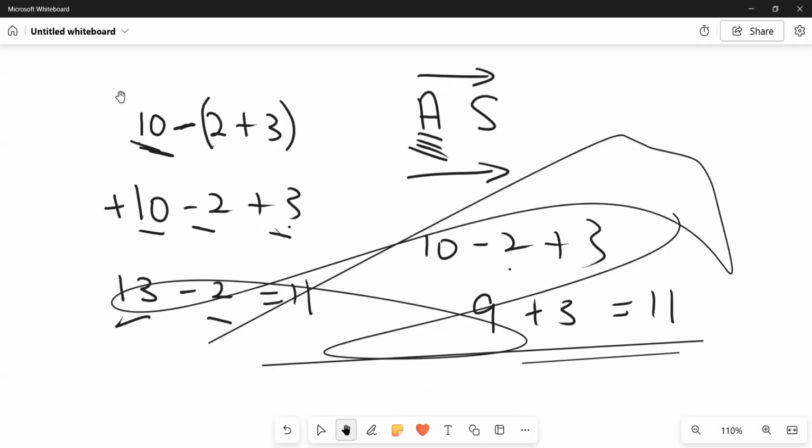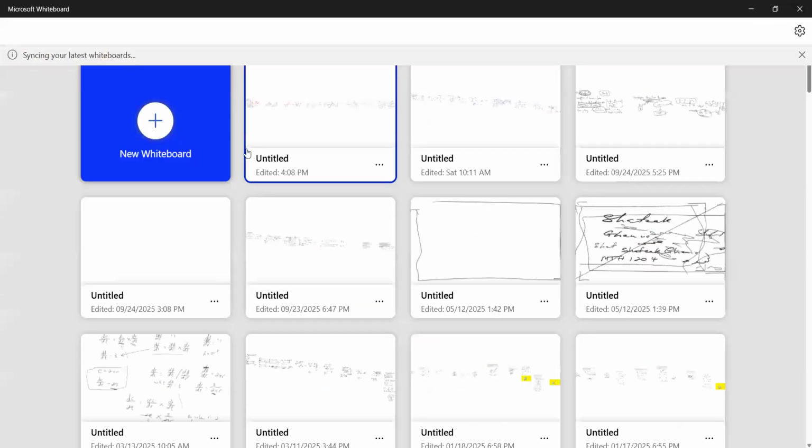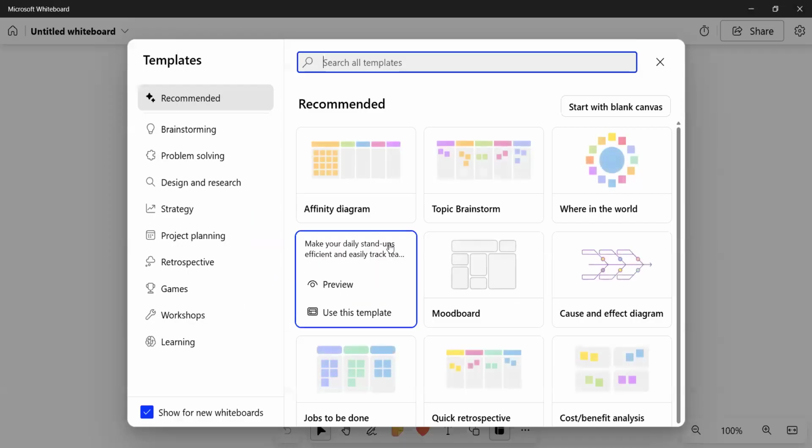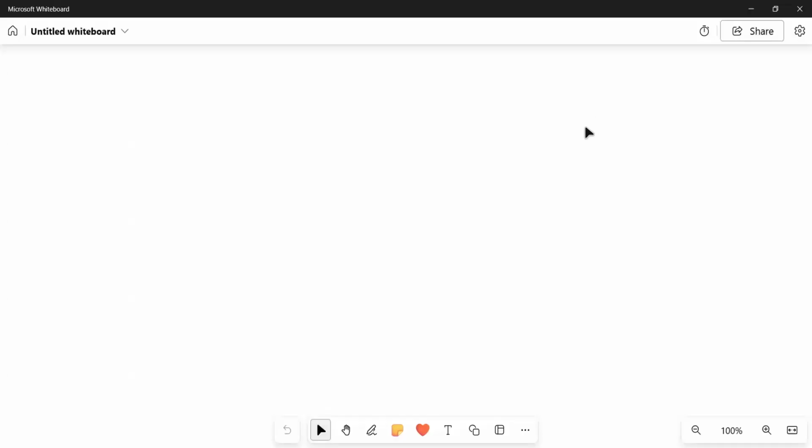I might have to refresh this whiteboard because it's behaving crazy. All right, let me go back to it. Let me do another whiteboard. Can you see a new whiteboard now?